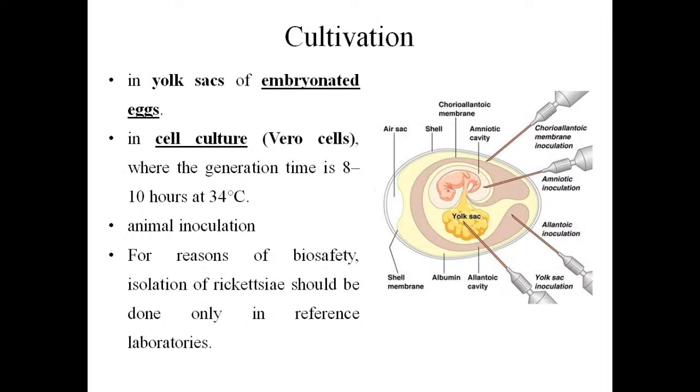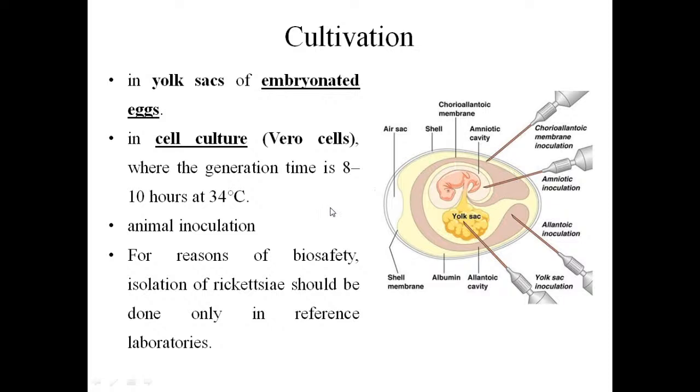Cultivation. Firstly, I have said that rickettsiae are intracellular parasites. They need living cells for replication. So it means that they can't be cultivated in any nutrient media. So how can we cultivate parasitic microorganisms? The first method is in yolk sacs of embryonated eggs. This is a chicken egg with an embryo, and we can cultivate it in the yolk sac when we inject rickettsia in the yolk sac here.